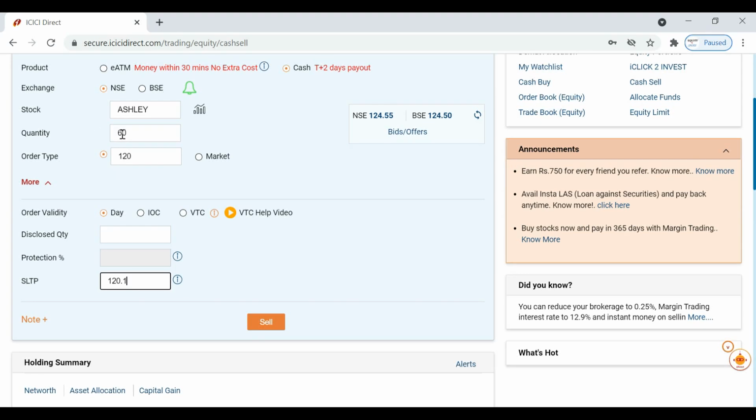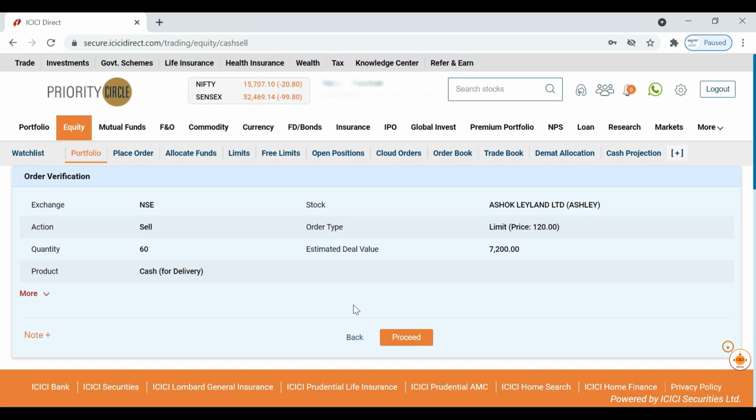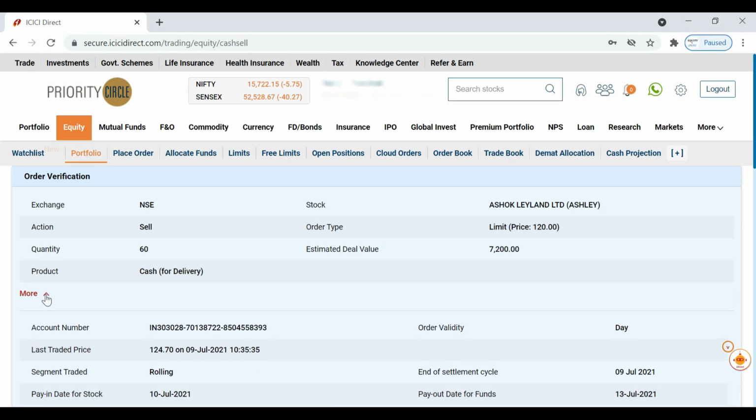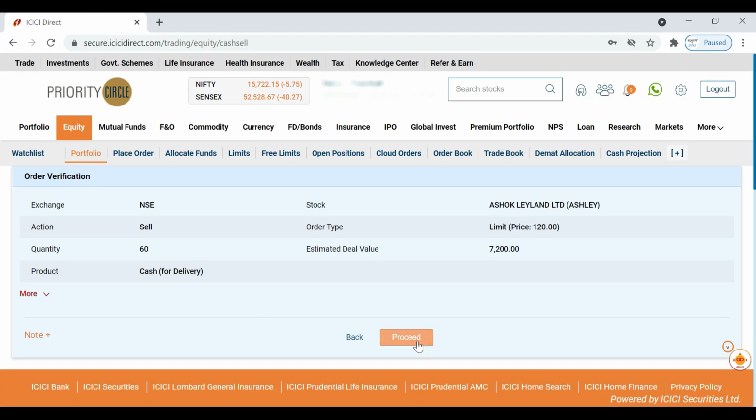So I put the quantity here, limit price 120, stop loss trigger price 120.1. I am giving a sell order. Here you can verify everything, such as the estimated deal value. If you want to see more details, you can see them here. Then you have to give proceed.